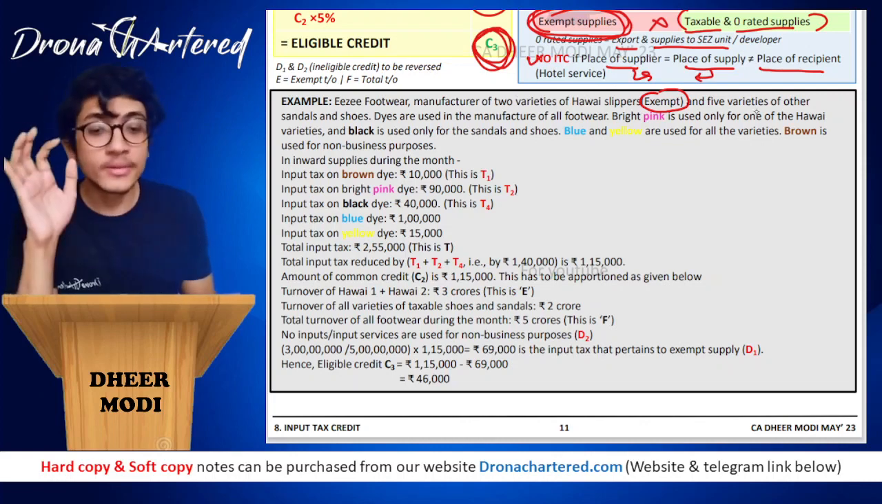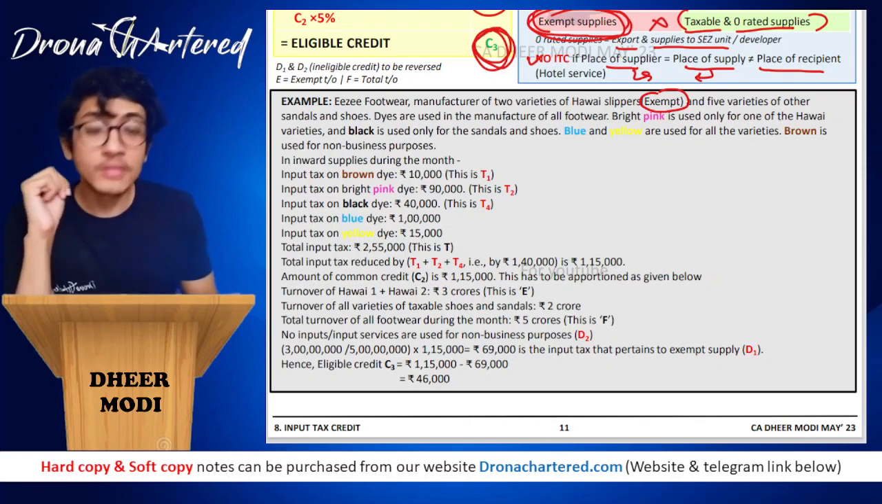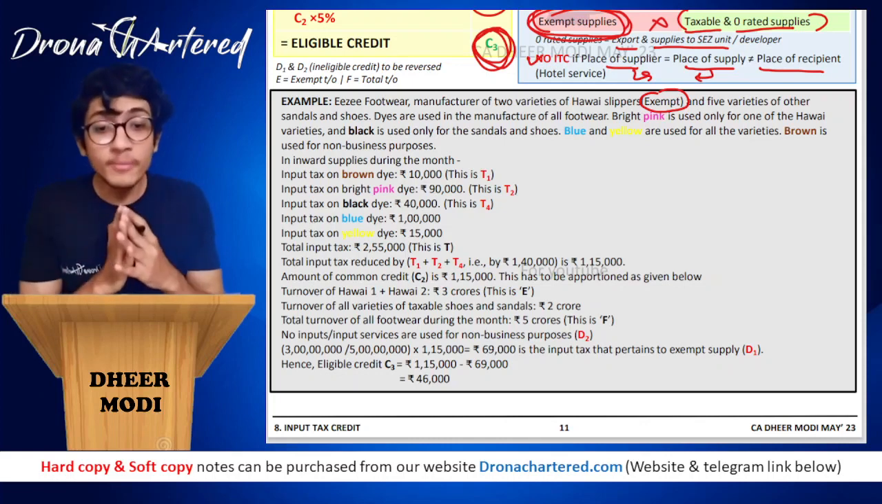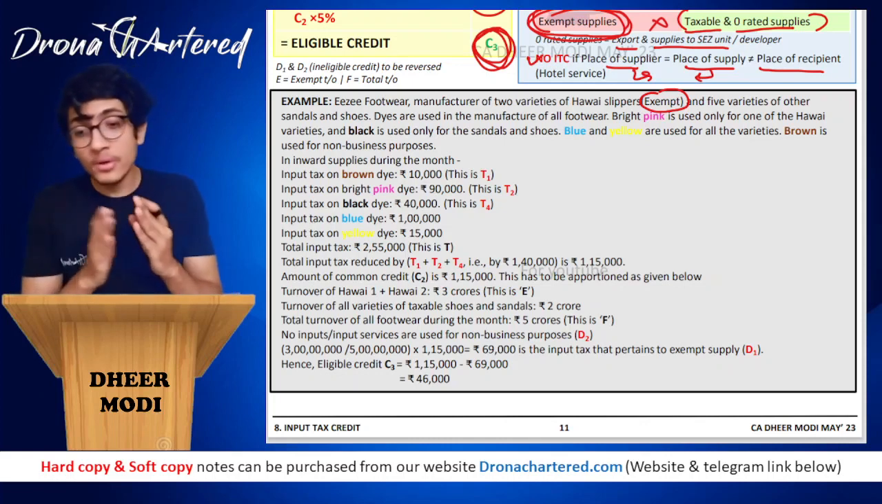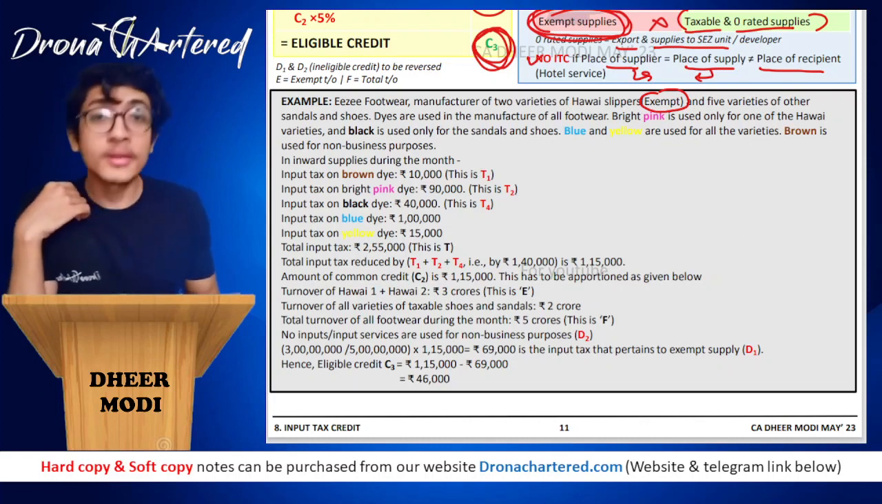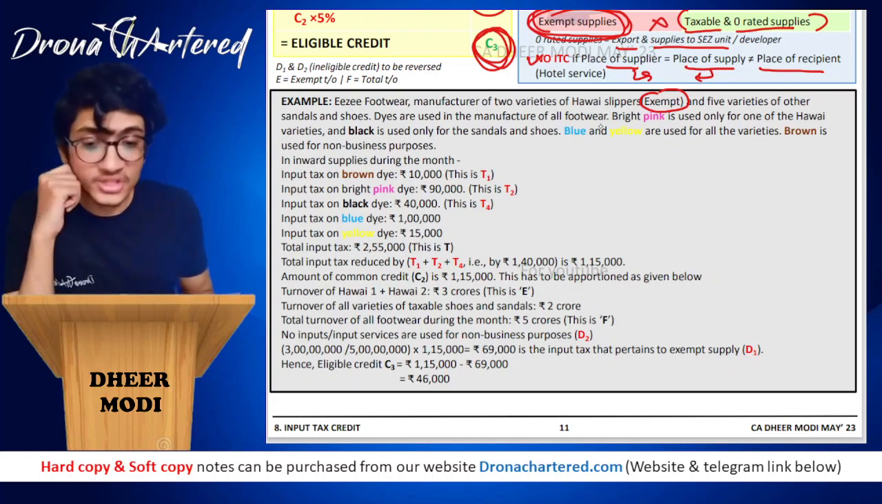Your Hawaii slipper itself is exempt, and five varieties of sandals and shoes, those are taxable. So you understand now. I will have some common inputs which I will be using in my slipper and my sandal and shoes also. Therefore, since my slipper is exempt, I will have to do the bifurcation.